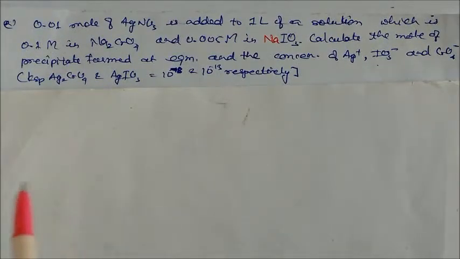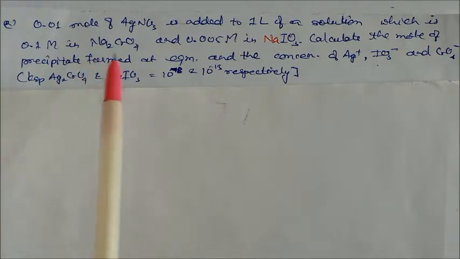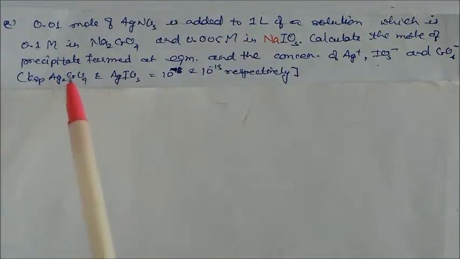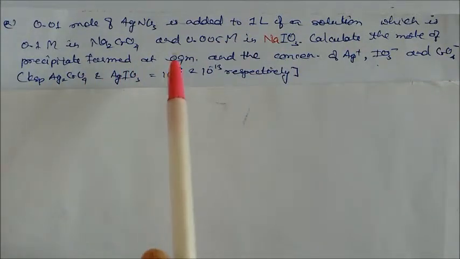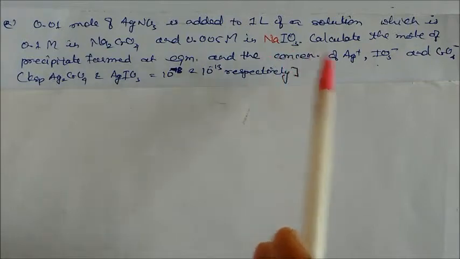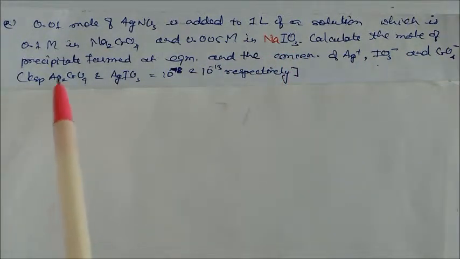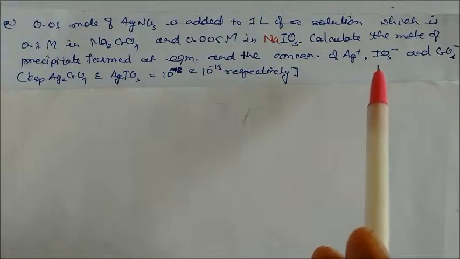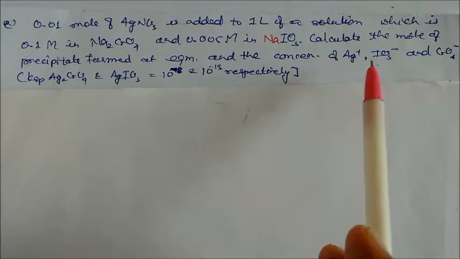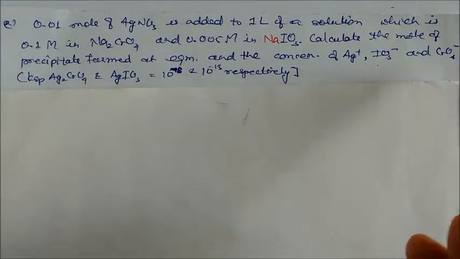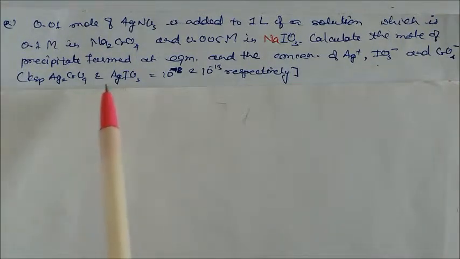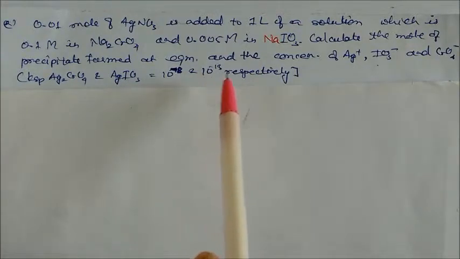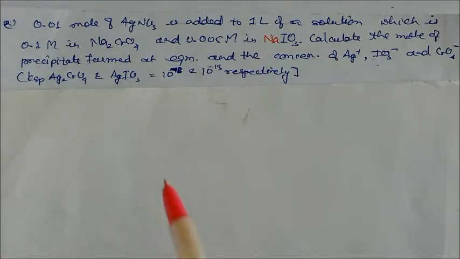So here we will see the second problem. 0.01 mole of silver nitrate is added to 1 liter of a solution which is 0.1 molarity in sodium chromate and 0.005 molarity in sodium iodate. Calculate the moles of precipitate formed at equilibrium and the concentration of silver ion, iodate ions and chromate ions. The Ksp of silver chromate and silver iodate are 10 to the power minus 8 and 10 to the power minus 13 respectively. So here we have to find out.